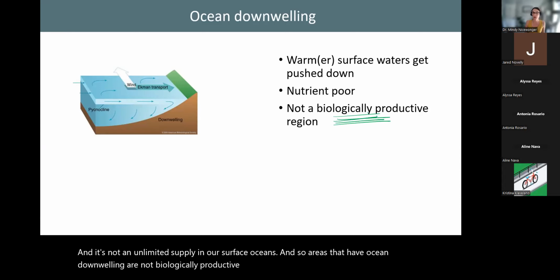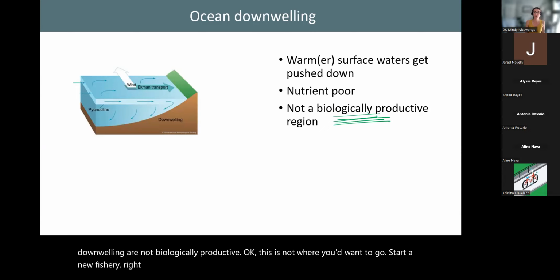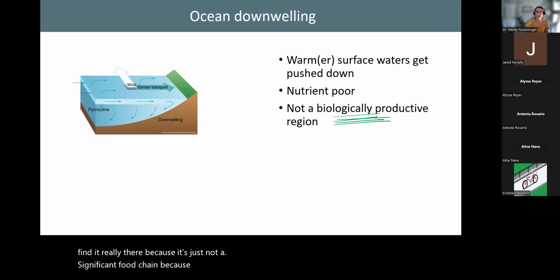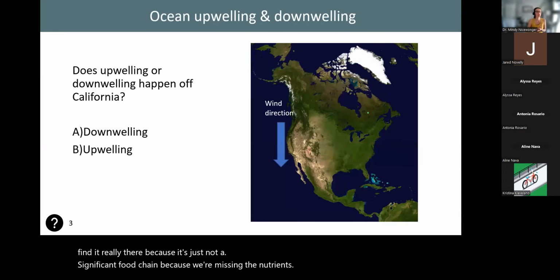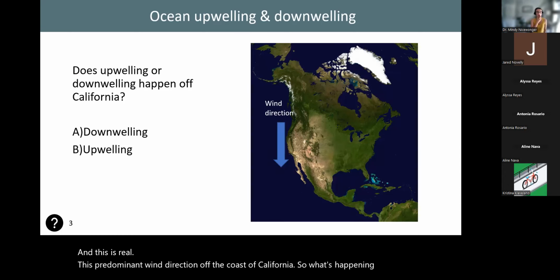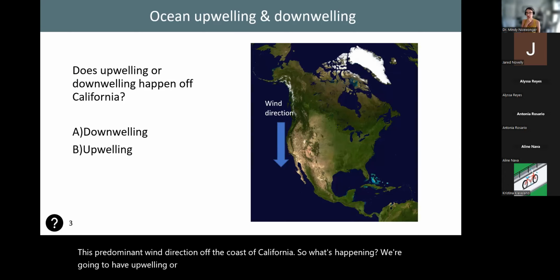Okay, this is not where you'd want to go start a new fishery, right? Where you're looking for different fish species because you're not going to find it really there because it's just not a significant food chain because we're missing the nutrients. So here's North America, and this is real, this predominant wind direction off the coast of California. So what's happening? We're going to have upwelling or downwelling off of California.